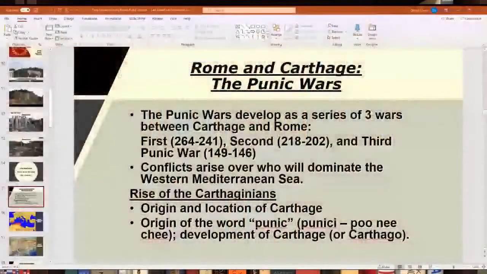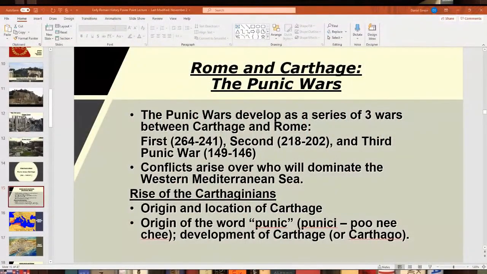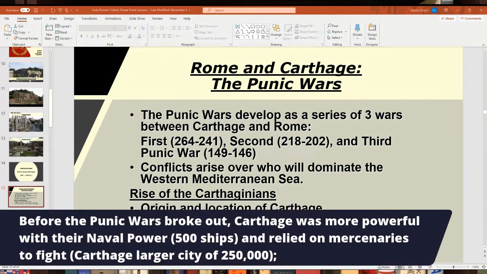I don't usually talk too much about the First Punic War, but the First Punic War, if you really read about it, I'll get into it in a second, is going to break out over Sicily. Before I get to that, let me compare the two states a little bit.